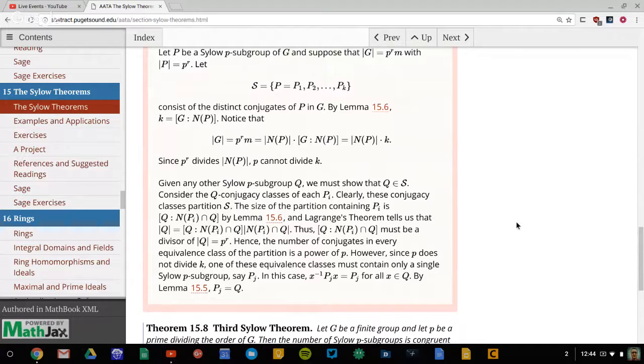The way we do that is to again invoke one of the lemmas, 15.6. So we consider the action by conjugacy of the subgroup Q on one of these Pi.